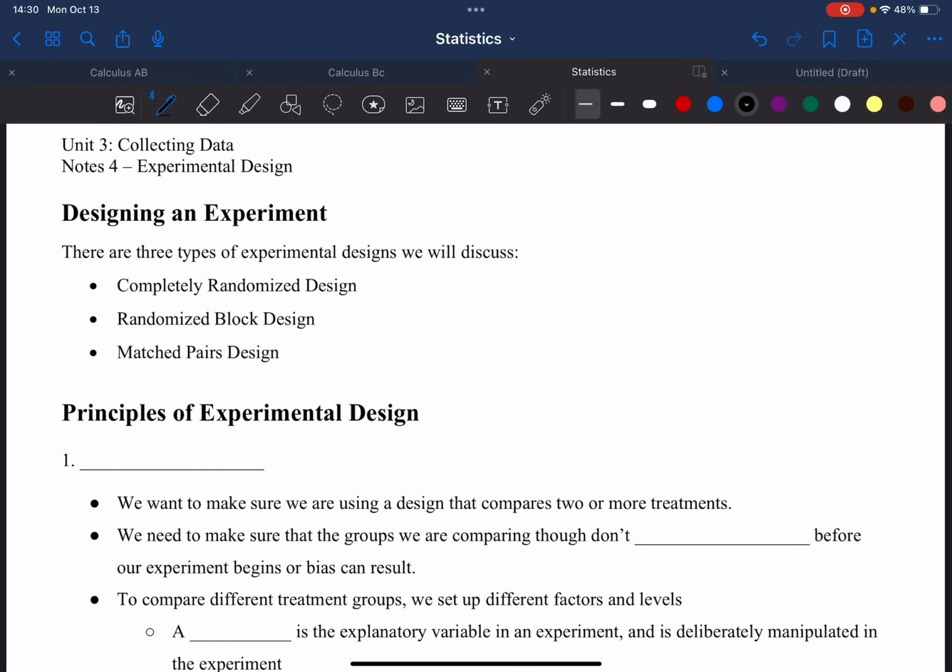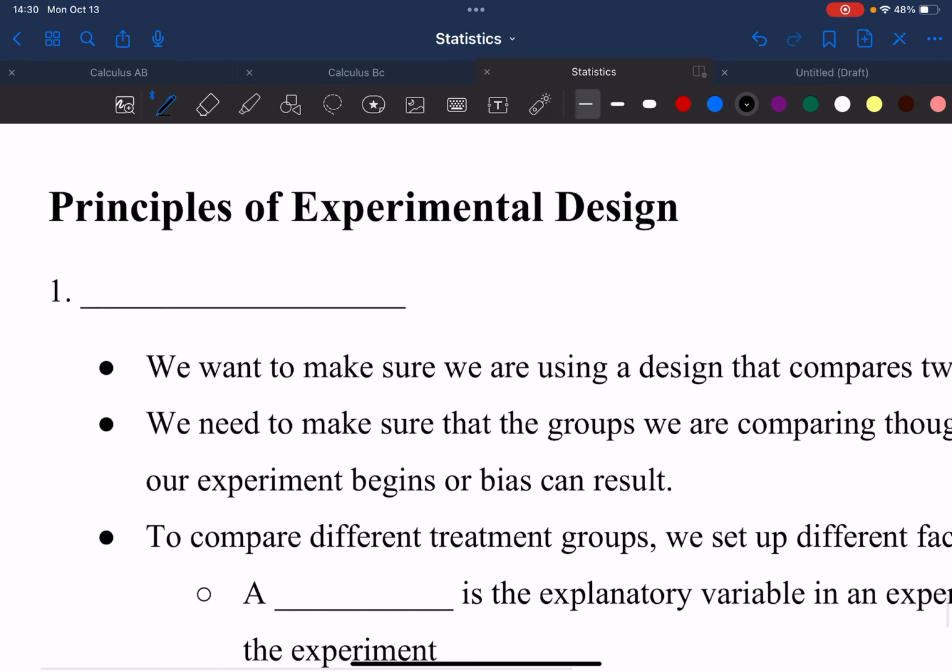Okay, 3.4 notes, experimental design. So there are three types of experimental designs we will discuss: completely randomized, randomized blocked, and matched pairs design. These are the most common three that are going to pop up on the AP exam. So let's first talk about principles of experimental design.